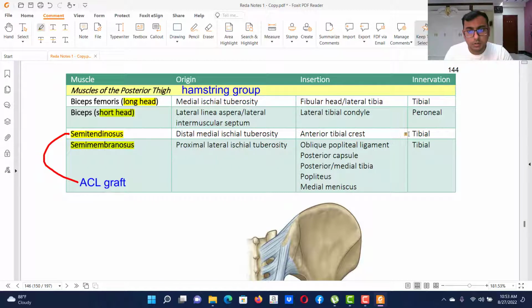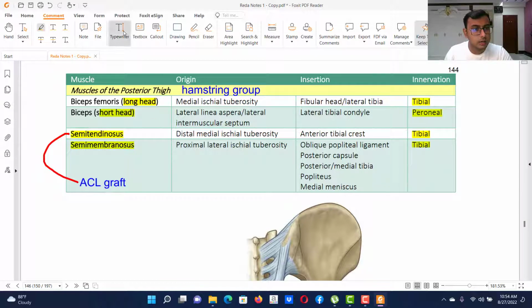It is supplied by the tibial nerve, and also semitendinosus and semimembranosus are supplied by the tibial nerve. Biceps femoris is supplied by the tibial and the common peroneal nerve. Peroneal nerve lies laterally, so the short head lies laterally, which is supplied by the peroneal nerve, and the long head, which is supplied by the tibial nerve, lies most posteriorly. So these things are very important.